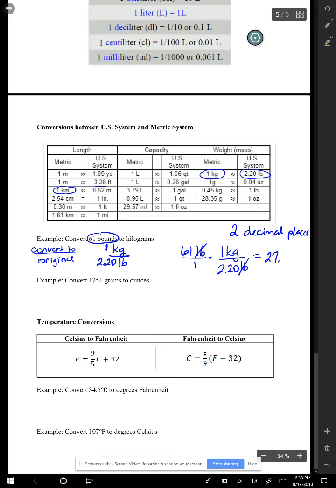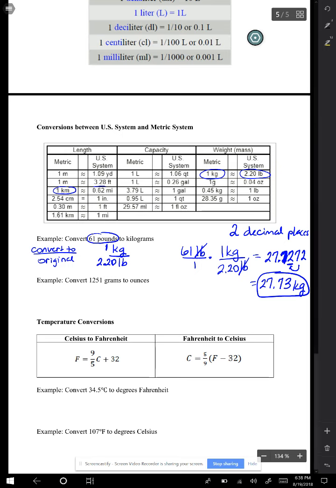And that comes to 27 and you end up with 7272, and it just keeps repeating. And since we're doing 2 decimal places, I'm looking at that second decimal place. The number to the right of it is 5 or greater, so that means I'm going to round up. So this would be 27.73 kilograms.